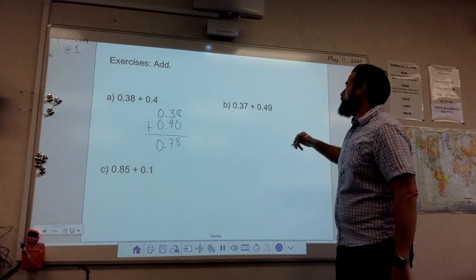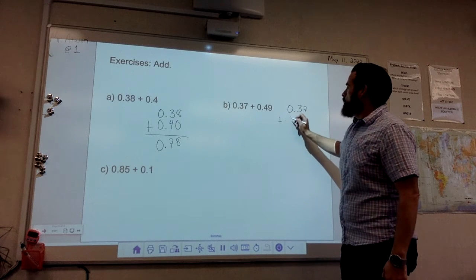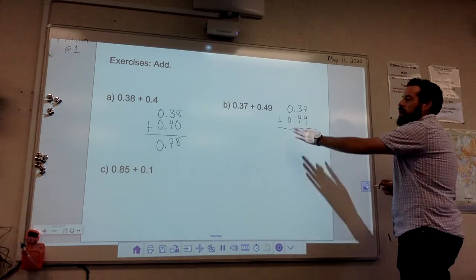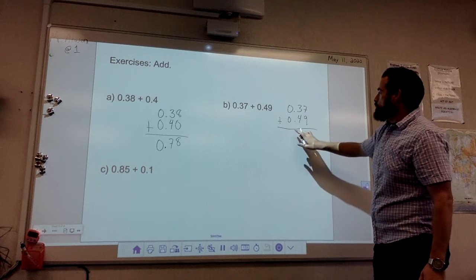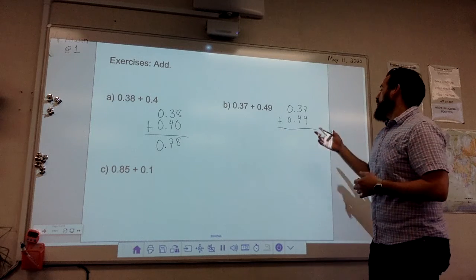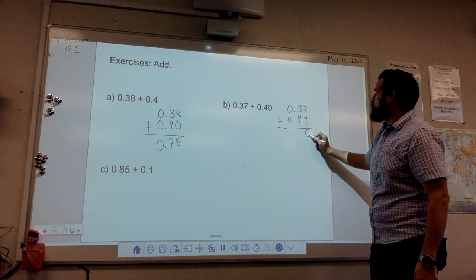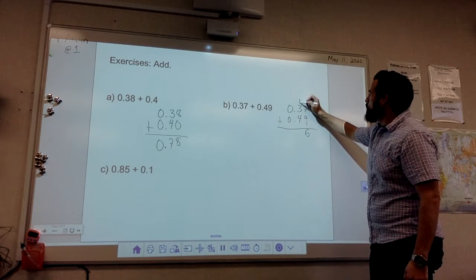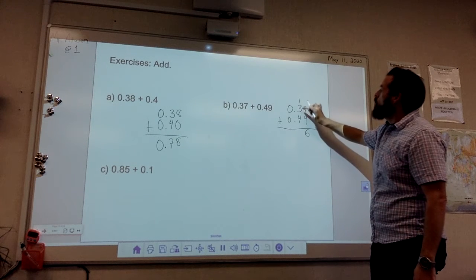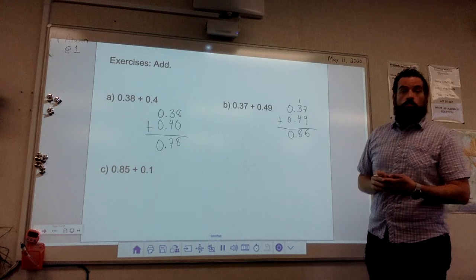Take a look at this one. I've got 0.37 plus 0.49. Now I've got that all lined up. My ones, my decimals lined up, my tenths are lined up, and my hundredths are lined up. So I know I can now proceed and go with my regular addition. So 7 plus 9 is going to be 16. So I'm going to just write my 6, put my 1 in my tenths column to remember to add it to this total. So 1 plus 3 is 4, 4 plus 4 is 8. Then my decimal and my 0, 0.86.